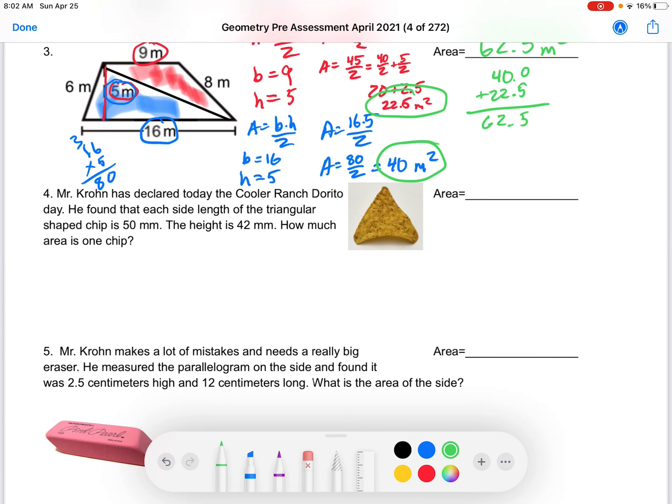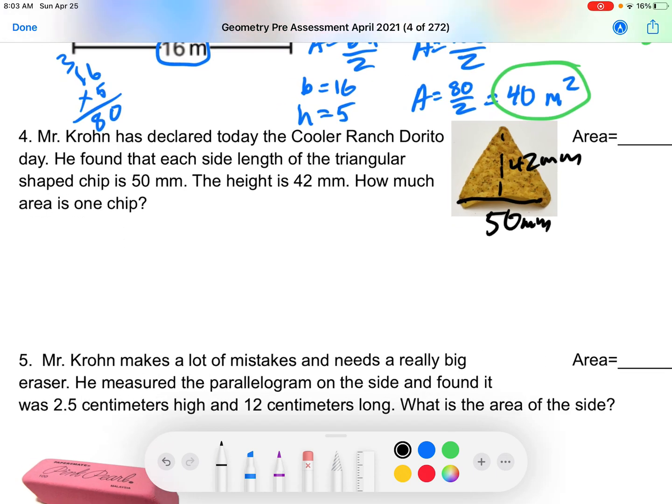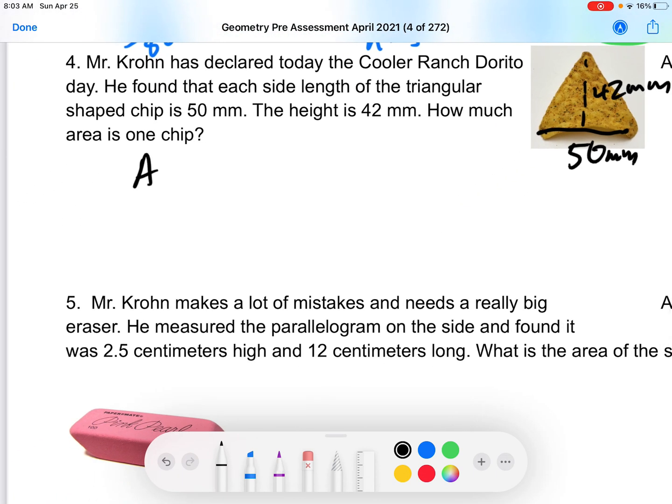The best chips. He found that each side length of the triangular shaped chip is 50 millimeters. So that would mean that this length would be 50 millimeters. The height is 42 millimeters. Well, how much is the area of one chip?